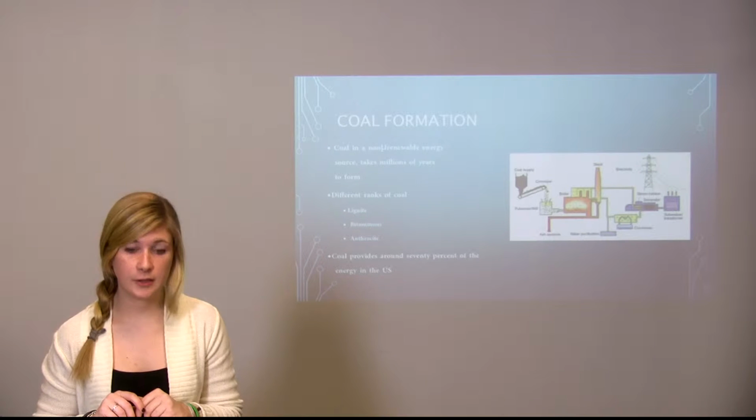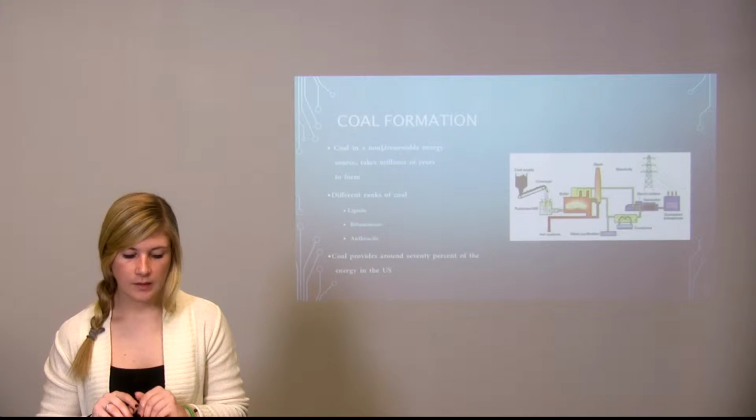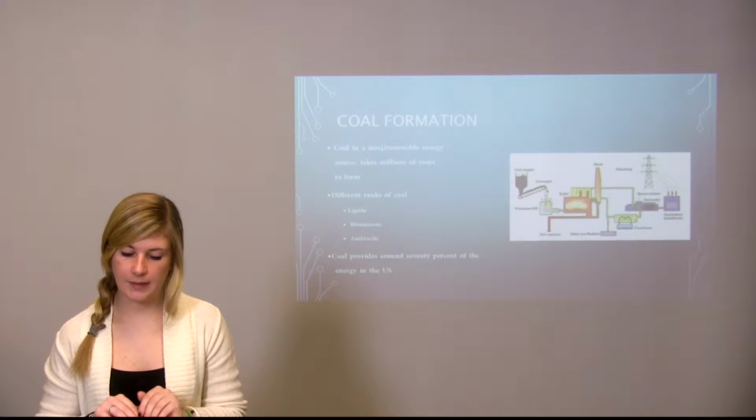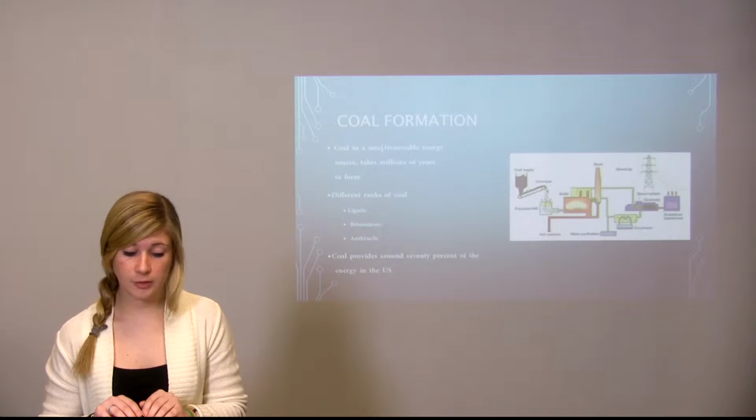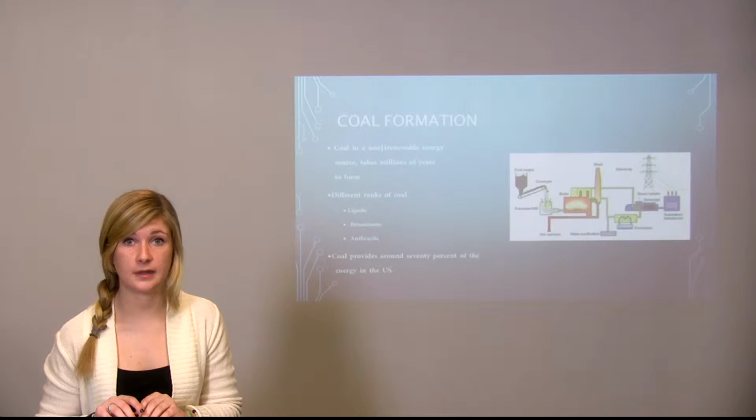Coal is a non-renewable energy source that takes millions of years to form. It is formed from plants and other organic matter that died and then was covered by water and dirt. After undergoing physical and chemical changes and removing oxygen, the product left was coal.